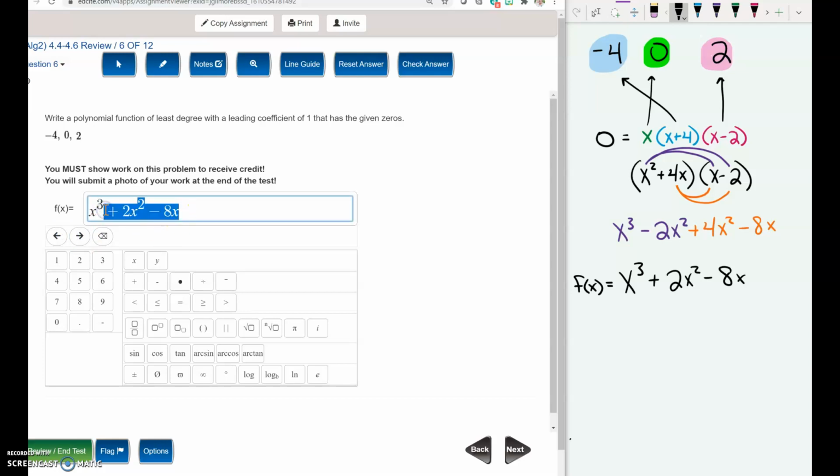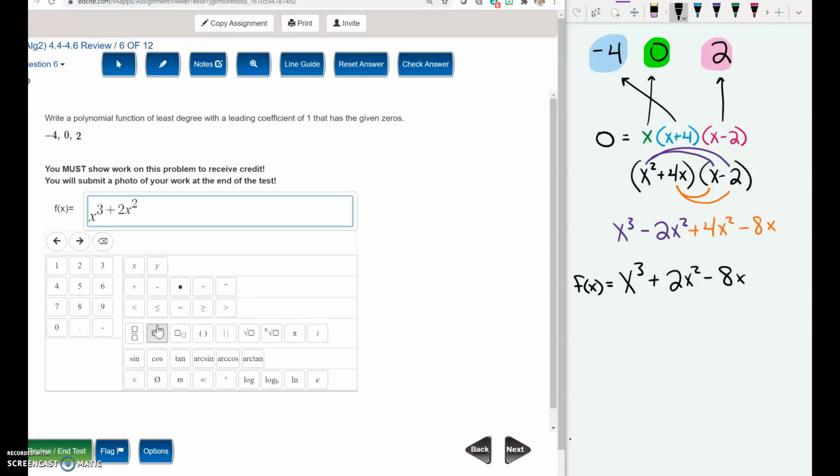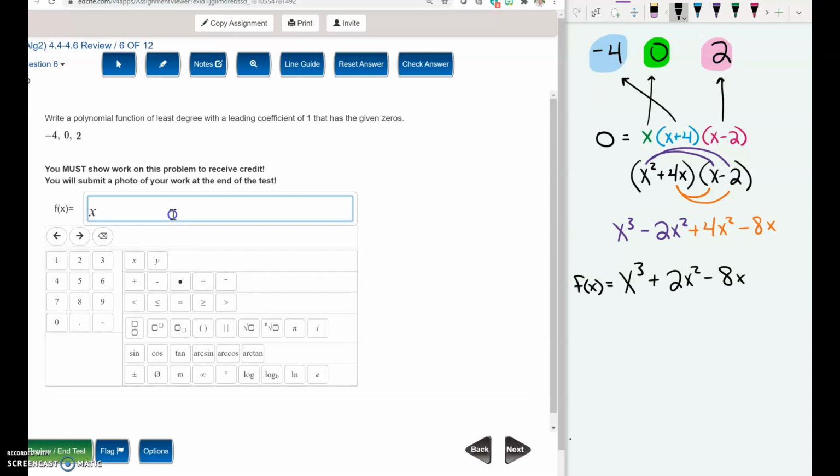If you don't do that, you will end up getting x to the third plus 2x squared minus 8x. So take a look at how this looks. Before you go on, look at your problem to see if it looks the way you are intending. That does not look right, so you would want to delete that out and get out of your exponent before you continue. So x cubed plus 2x squared out of the exponent minus 8x.